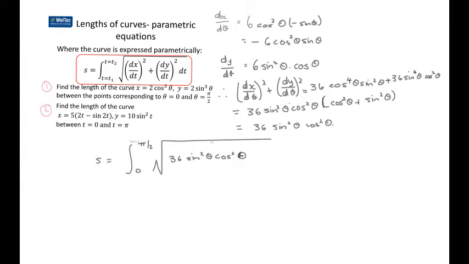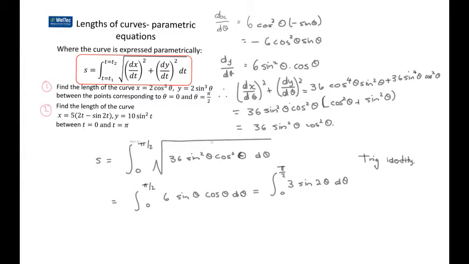d theta, which means what we're doing is we are integrating 6 sine theta cos theta between 0 and pi by 2, which we could rewrite using a trig identity as the integral between 0 and pi over 2 of 3 sine 2 theta. Just using a trig identity. Look it up if you can't recall.